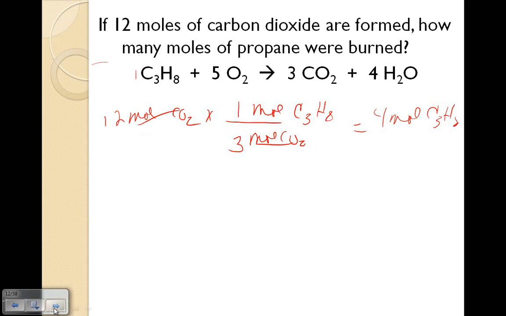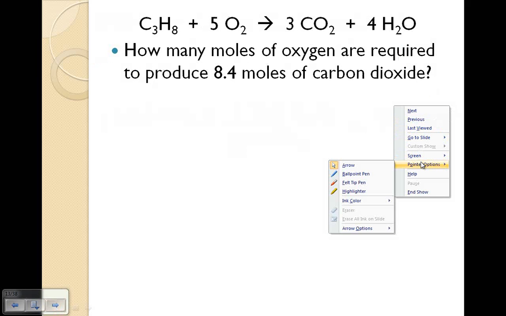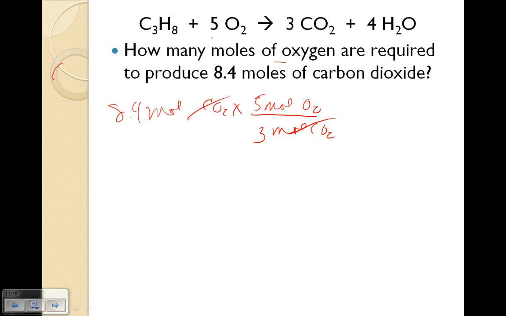Okay, I can also answer some other questions about this. I can say, how many moles of oxygen are required to produce 8.4 moles of carbon dioxide? So I'm going to start with my given, which is 8.4 moles of CO2, and I need moles of CO2 down here so that this will cancel. So that's going to be 3 moles of CO2, and I want to know how many moles of oxygen. That's going to be 5 moles of oxygen, from this 5 here.